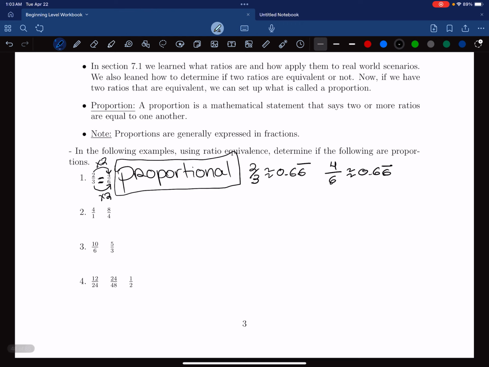Looking at example 2, I encourage you to pause the video and work through it. And assuming you have given it a go, let's work through it. To get from 4 to 8, I would multiply by 2. But to get from 1 to 4, you can't multiply by 2. You would have to multiply by 4. And because we're multiplying by two different values for the numerators and denominators, these two fractions are not equal to each other, and therefore they are not proportional.